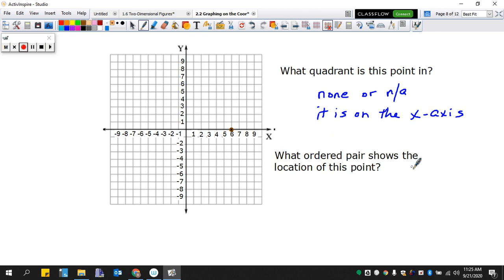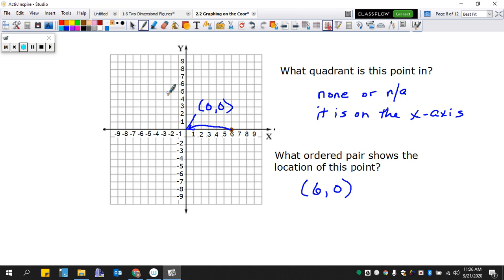So what's the ordered pair that shows the location of this point? Well, if you look at it, the x value obviously is 6 because that's where it is. And then if I look over, this is the only little tricky part. It's right on where it crosses. Remember, the origin is at 0, 0. So my y value is 0. All right. So the ordered pair of that particular point is 6, 0.